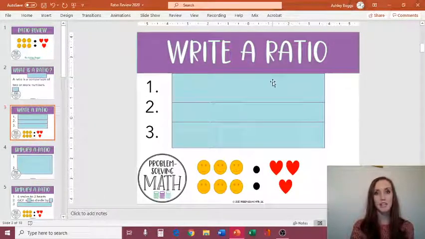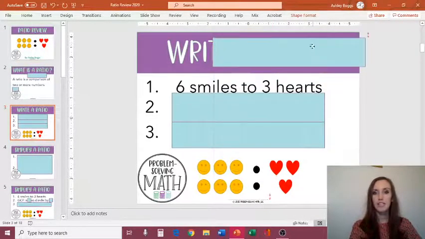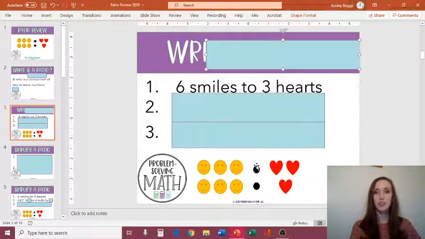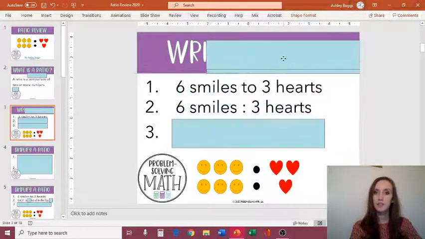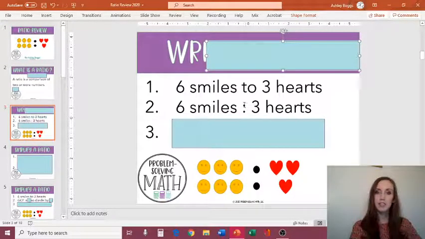There are three ways to write a ratio. Let's try it now. First, with words: 6 smiles to 3 hearts. And the word "to" tells us we're dealing with a ratio. The second way is with a symbol, a colon, as you see in both the visual and in written form. 6 smiles, we read this as 6 to 3 hearts, but it's a colon.